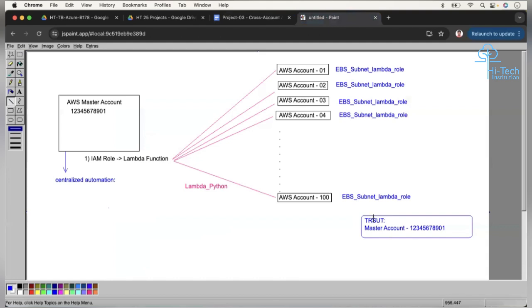So in the authentication strategy, you have a trust enabled. You create the role individually in all 100 plus accounts. You have enabled the trust with this master account. Using that role, it can authenticate and it can work.